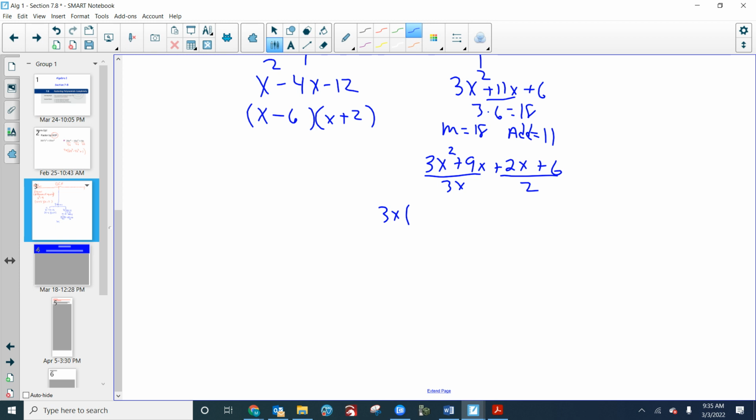Ethan, what's left in my first grouping? X plus 3. So remember, write plus 2 here. What's left in my second grouping? Makana. X plus 3. Close. I got x plus 3. Okay. And my answer is, my GCF is x plus 3. And what's left, Liv? 3x plus 2 is my second parenthesis.